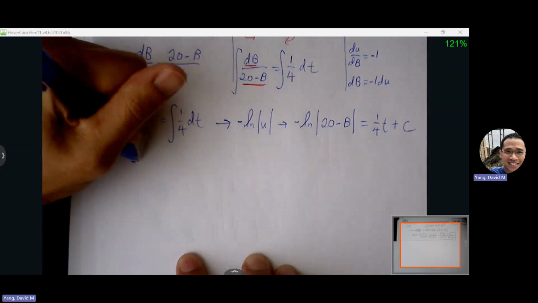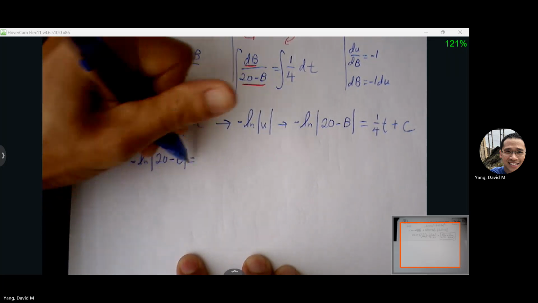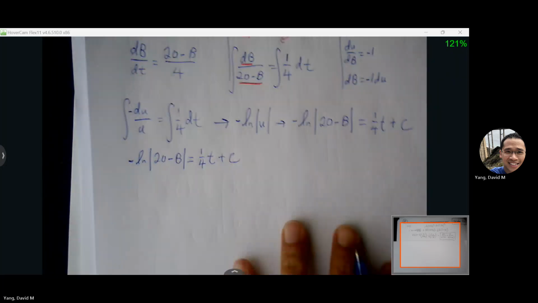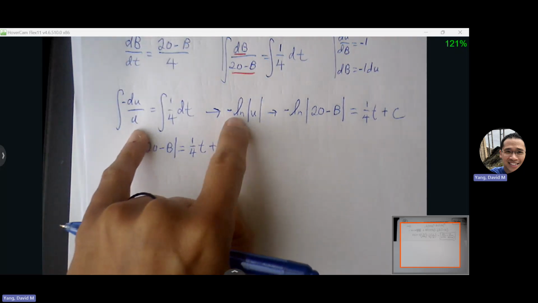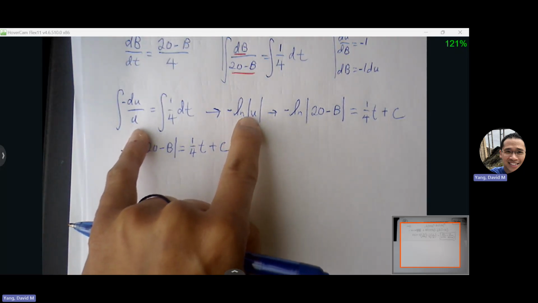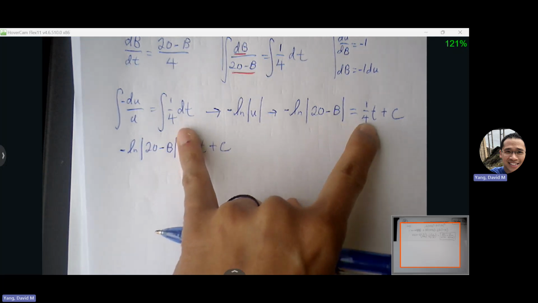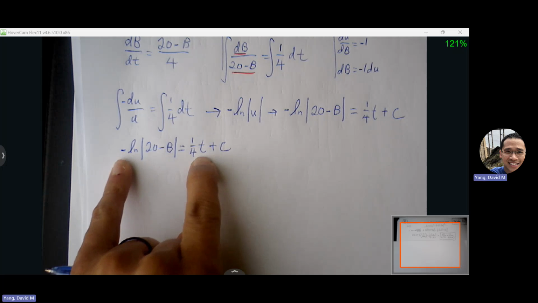Right, let me reset. So once again, 1 over U du becomes natural log absolute value of U. The negative carries through. Replace the U back in terms of my original variable. And the right side is just power rule, plus C shows up. And I'm done with the calculus. Everything is up to the function level. At the end, after you take your antiderivative, there are always 2 things left to do.